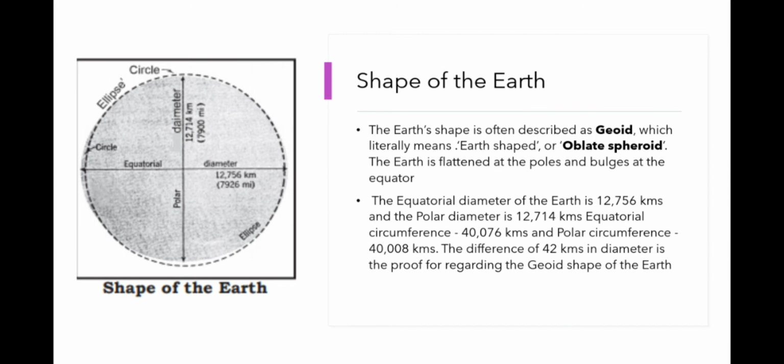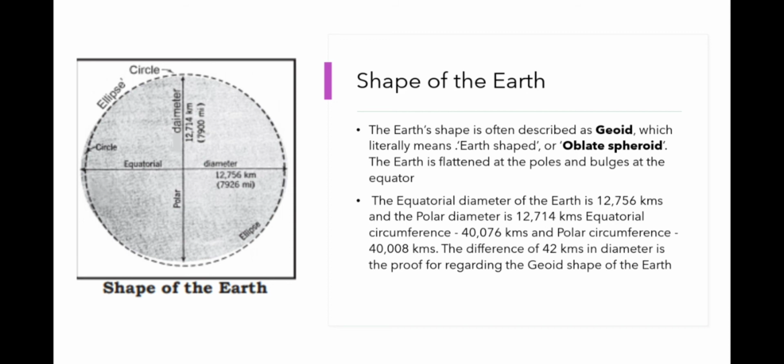Now look into the picture. As in geometry you have learned, the diameter is the full, radius is half. So the diameter is 12,756 kilometers. You can see the polar diameter, that is north to south, is 12,714 kilometers. Then you see the equatorial circumference is 40,776 kilometers and polar is 40,008 kilometers.